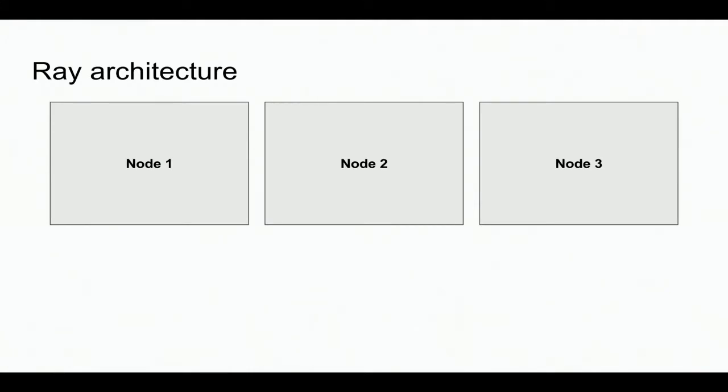You would run Ray on a cluster. In this case, I wrote down three nodes. And on each of the nodes, there are a number of processes. So there would be one driver process per job. This could, for example, be a Jupyter notebook that you're running where you submit some tasks and then monitor what is going on with the computation. Or it could be some long-running Python process that you're starting.